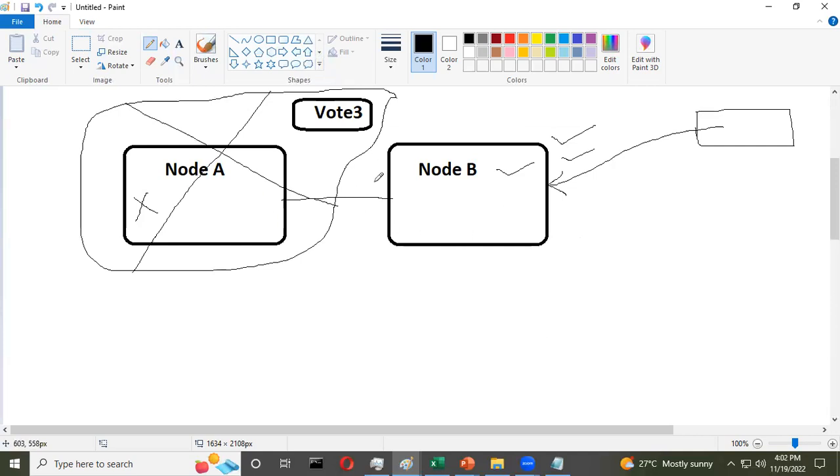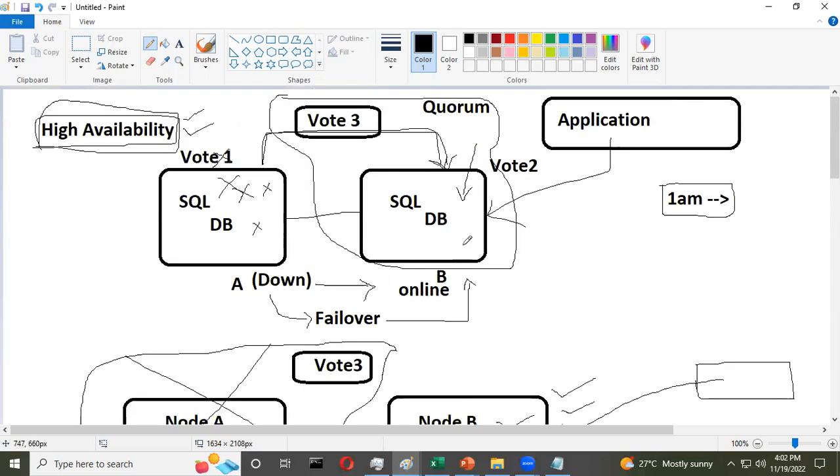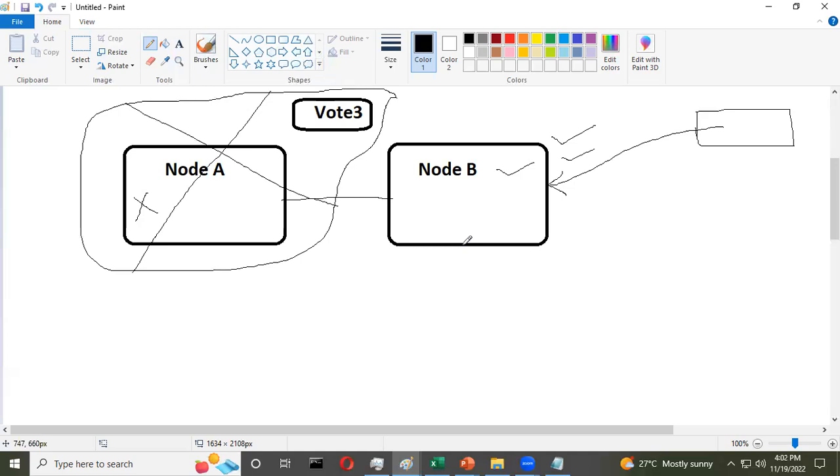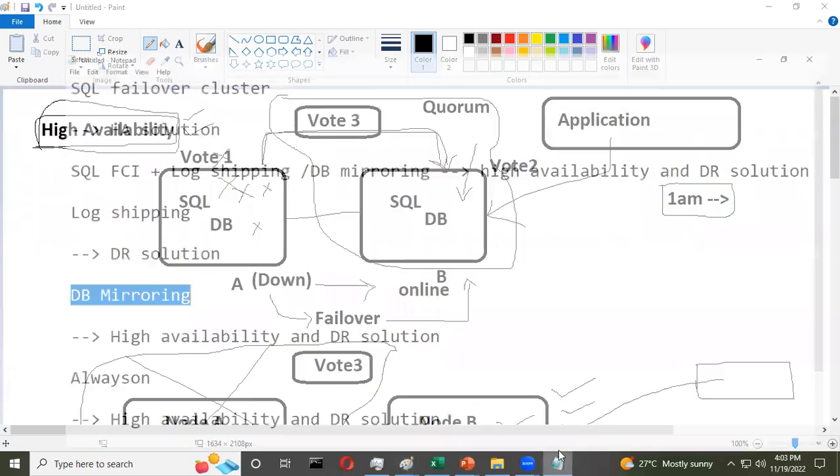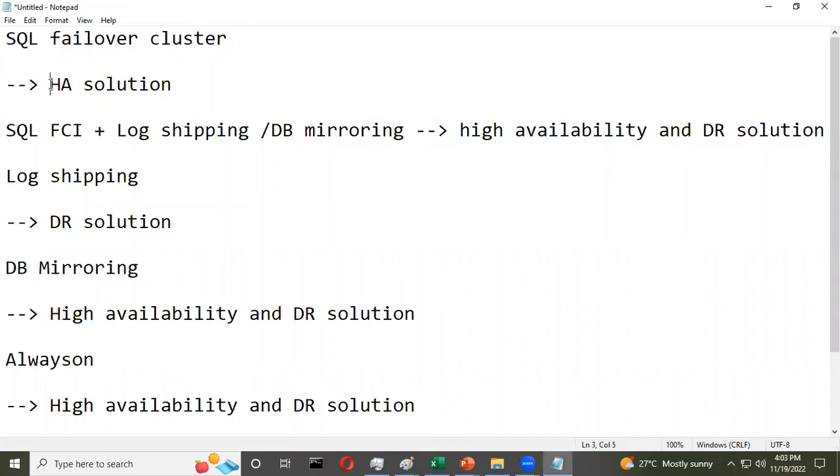You will have that high availability or disaster recovery solution based on the solution that you choose, right? Cool. So I will continue in the next videos to explain each of the technologies that we have. I'll explain why SQL failover cluster we consider only a high availability solution, while log shipping we consider only a DR solution, but not high availability. I will explain in more detail, maybe covering it in the next 2-3 videos to make sure that you understand the basic concepts. Right.